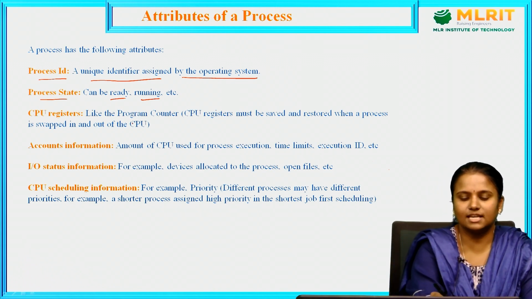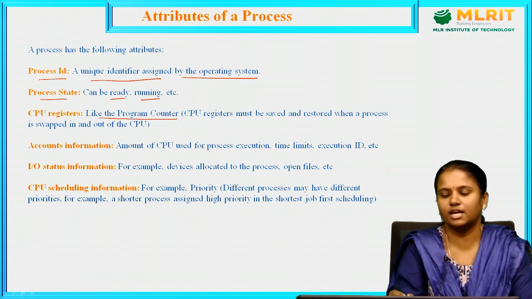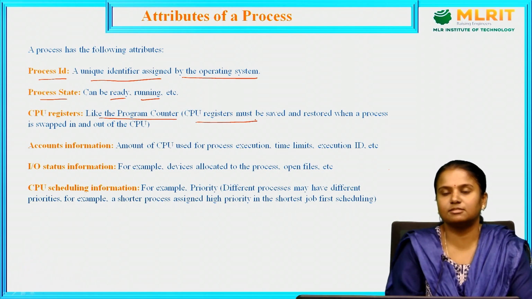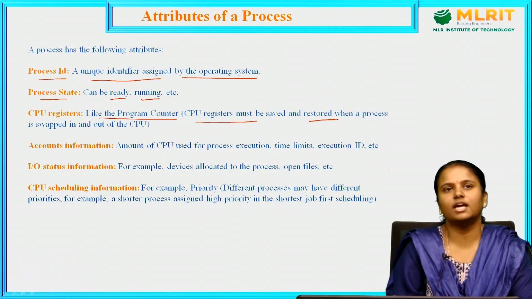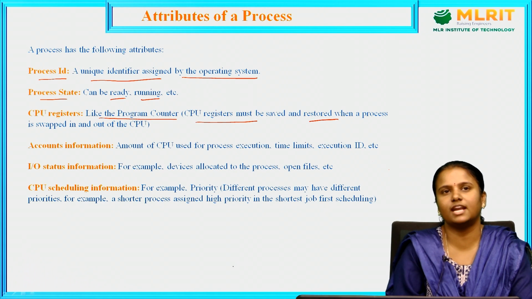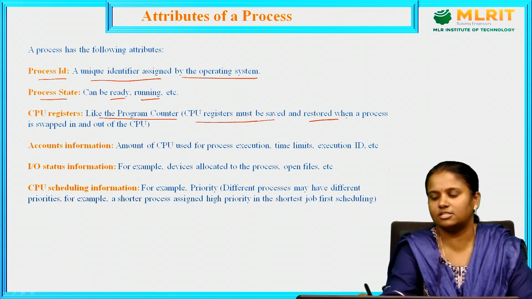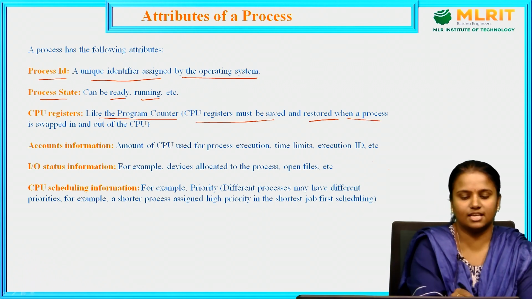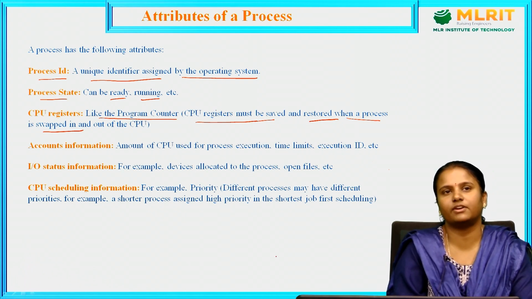Next, what are CPU registers? CPU registers include the program counter, and CPU registers must be saved and restored. How are the registers saved? Program counter is the address of the next instruction to execute. The CPU registers must be saved and restored with a process when a process is swapped in and out of the CPU. So the process can be in or out of the CPU.